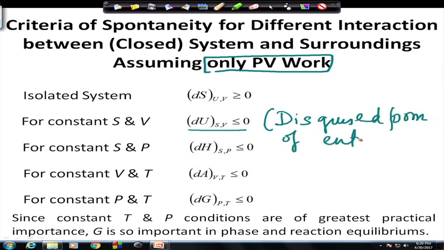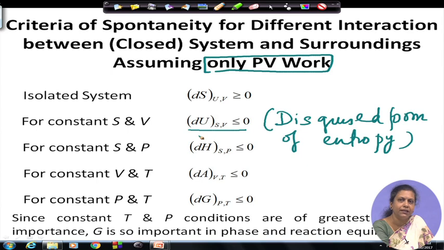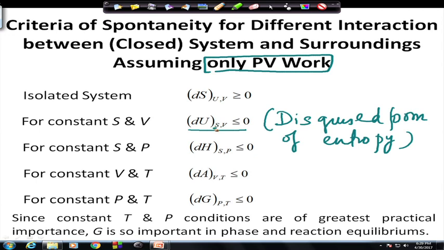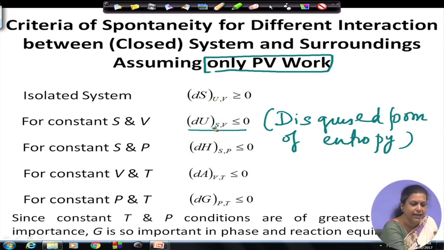This particular statement is basically a disguised statement about entropy. It means that for a constant entropy process, if a process has to be spontaneous, then the internal energy has to decrease at the expense of energy moving from the system to the surroundings. In other words, if the entropy of a system is maintained constant, then heat has to flow, or rather energy has to flow from the system to the surroundings for a spontaneous process to occur.